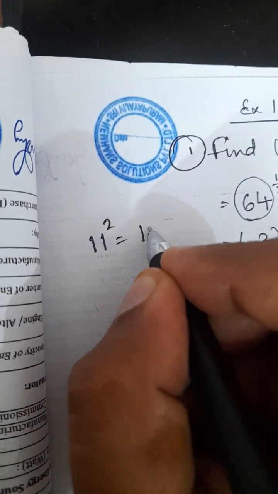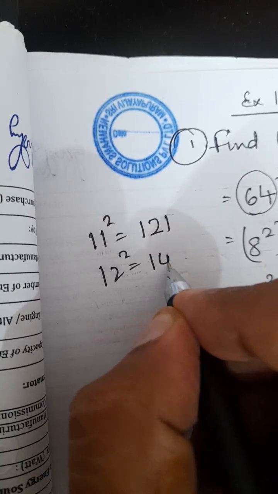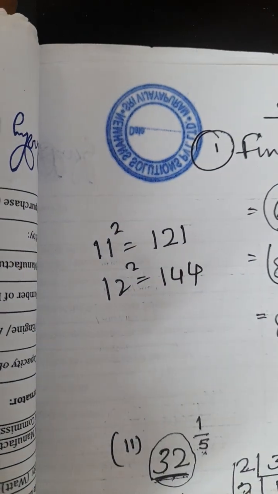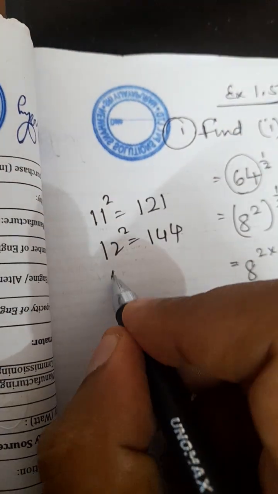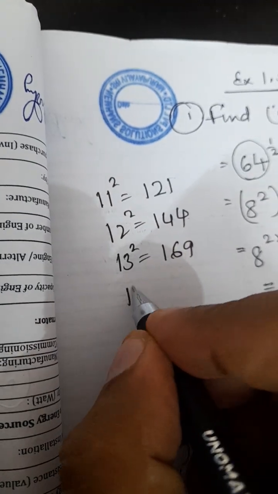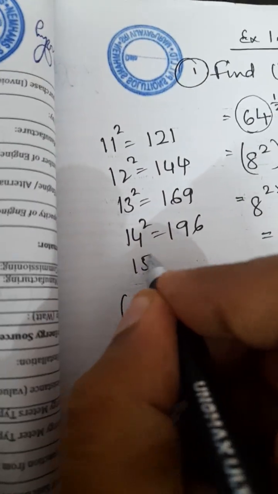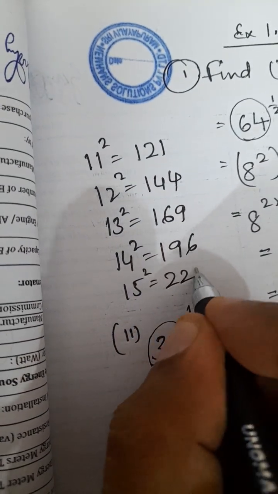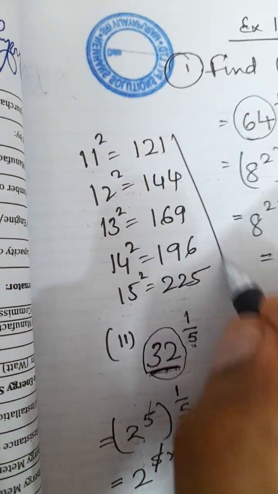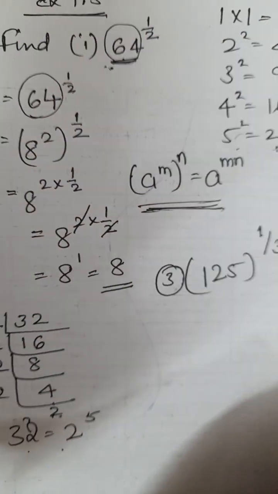11 square is 121. 12 square is 144. Then 13 square is 169. 14 square is 196. 15 square is 225. So again, you have to remember this. Now you have been given 125.